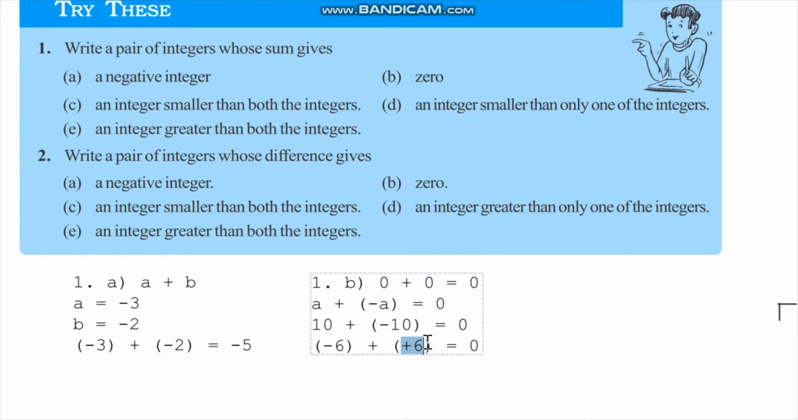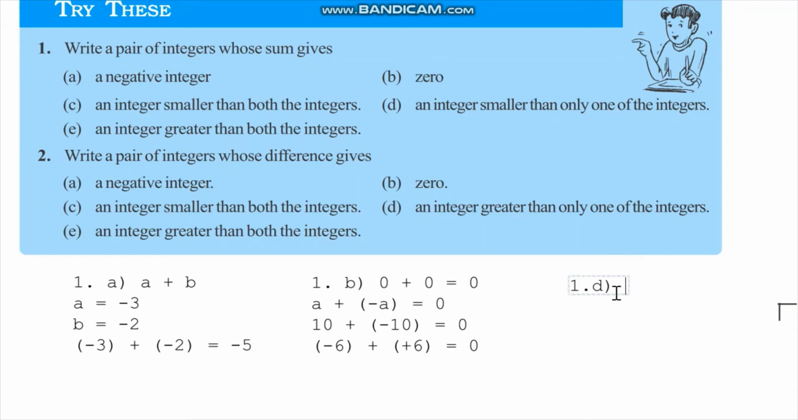For the next one, let us solve D. We need to find two integers whose sum is an integer smaller than only one of the integers. To solve questions like this, you can also use a bit of trial and error. You can play around with the numbers to see if the result and the numbers satisfy the given constraints.